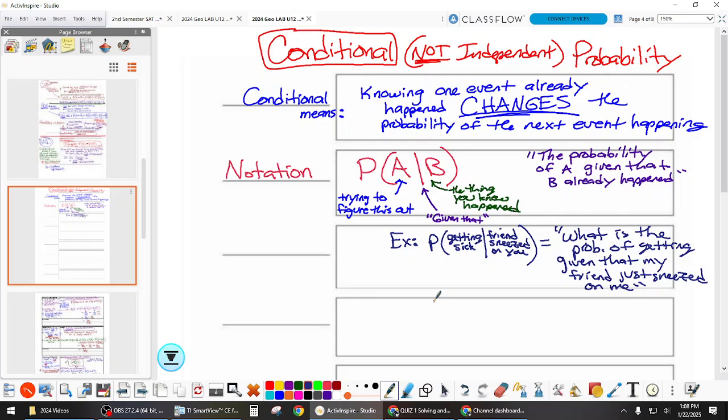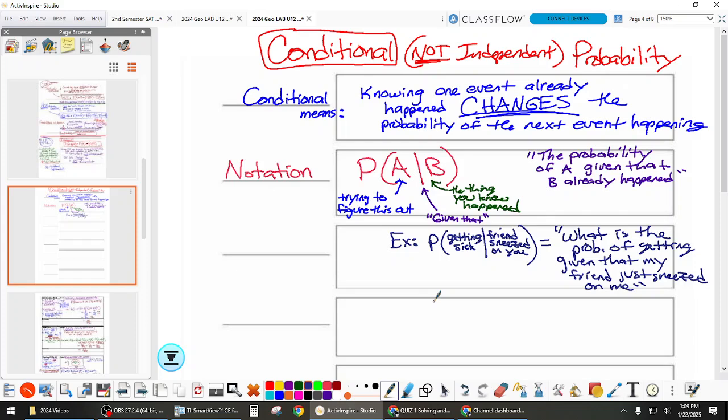What is the probability that you get in a car crash given that the roads are icy? Knowing that information changes the probability. Is it black ice or normal ice on the road? It's bad no matter what. But it's true, black ice is way worse, because you can't see it. Yeah. Any questions on the notation?